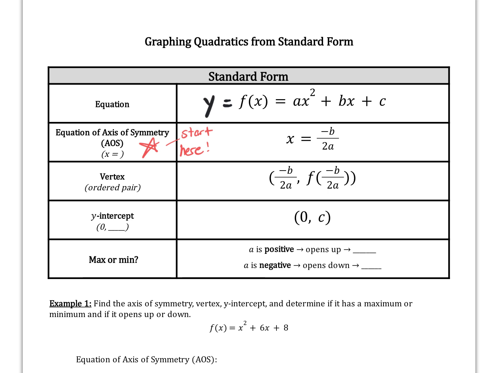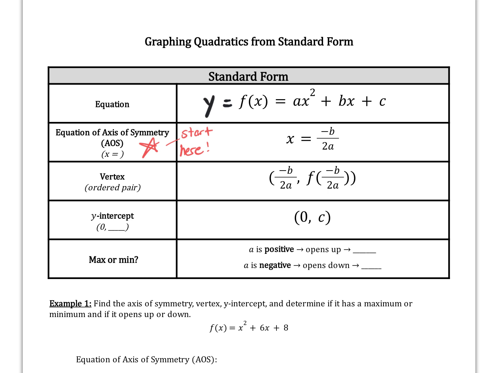So a is here, okay? B is here, okay? We don't use c for this one. So you're just going to plug those numbers in, and that's your x. All right. Now, to find the vertex, here's the part that I want you to notice.